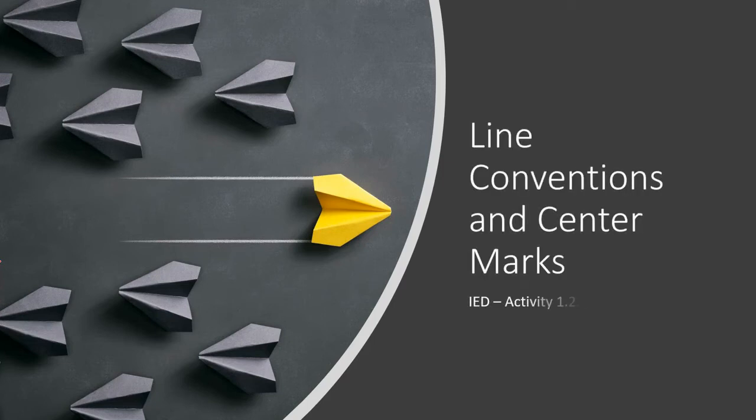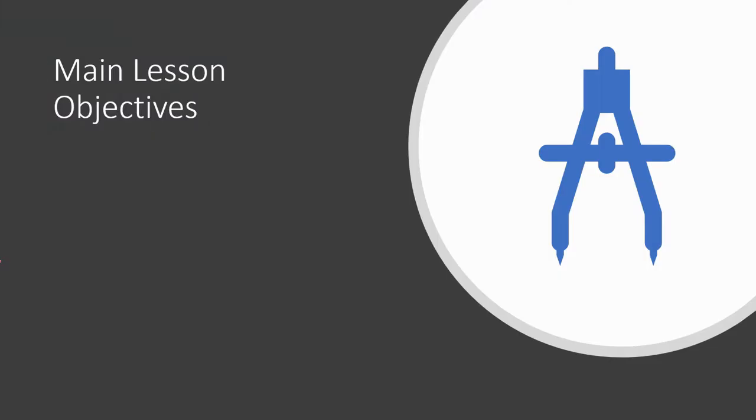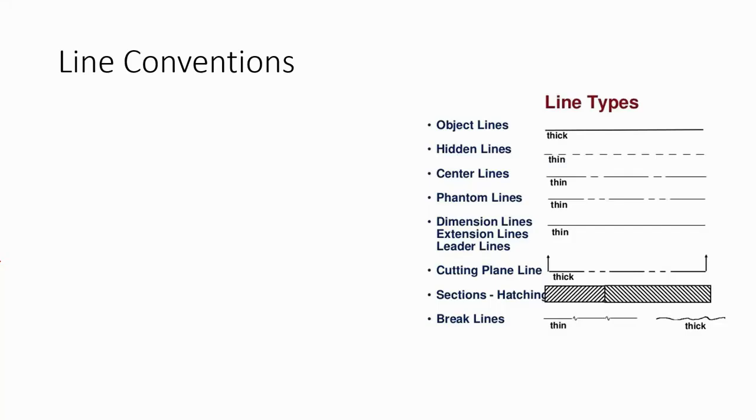Hello IED students. This video is on line conventions and center marks for activity 1.2.3. So the main lesson objectives: first, you're going to understand what line conventions are and how they are applied. And two, you're going to learn what a center line and a center mark is and how to draw them correctly. So let's talk about line conventions.